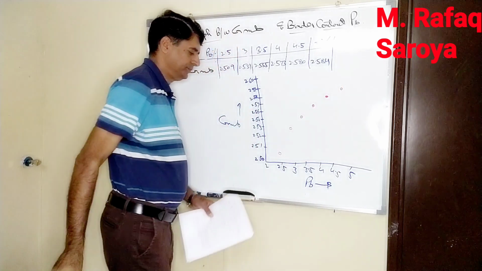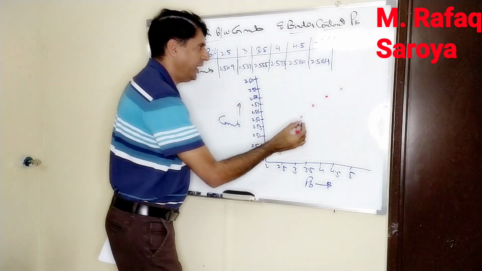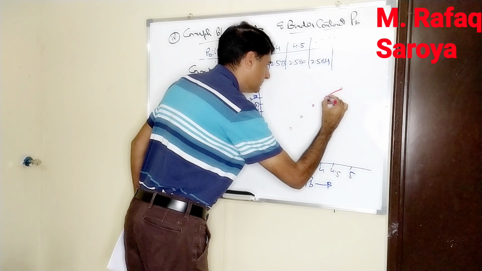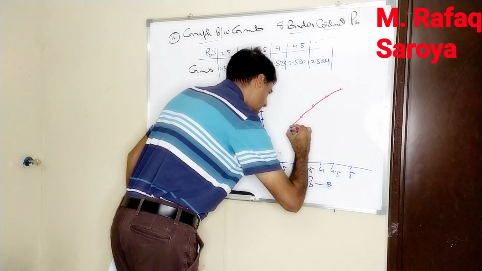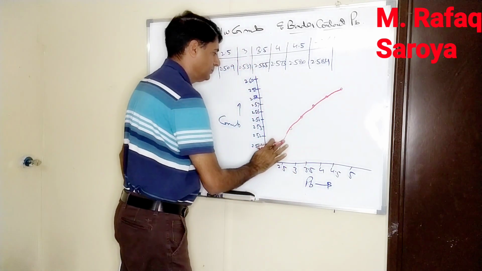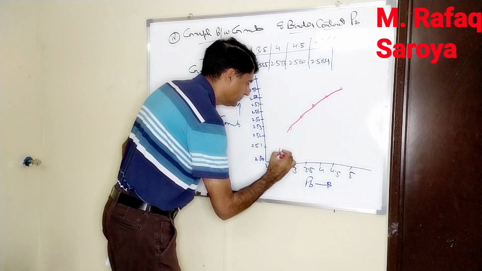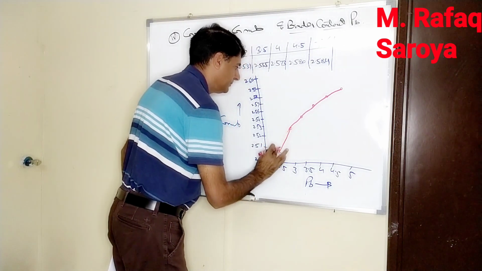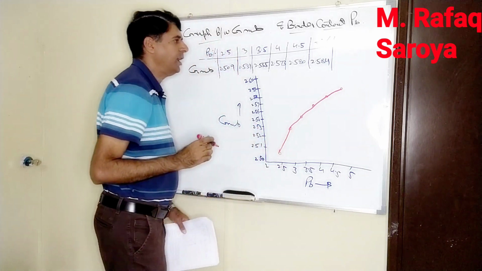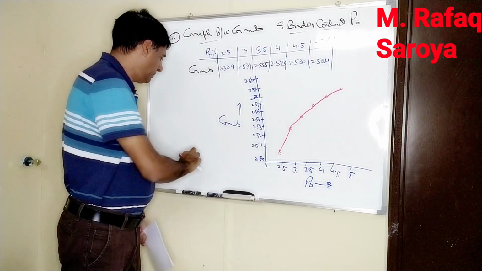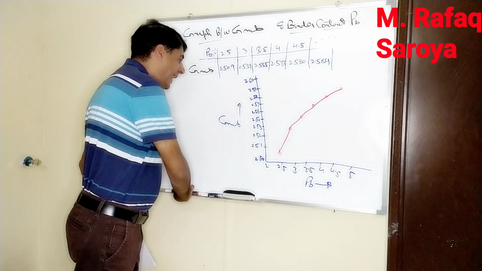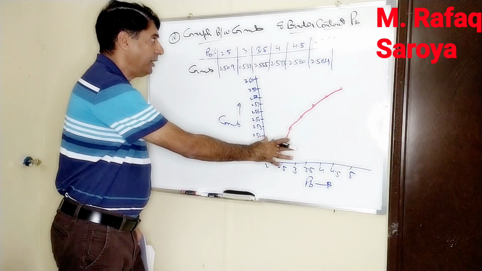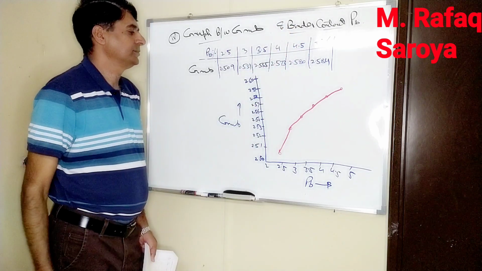When these points are joined, we are going to get a curve like this one. This is the curve obtained between Gmb and the Pb. This is the curve drawn from this data.